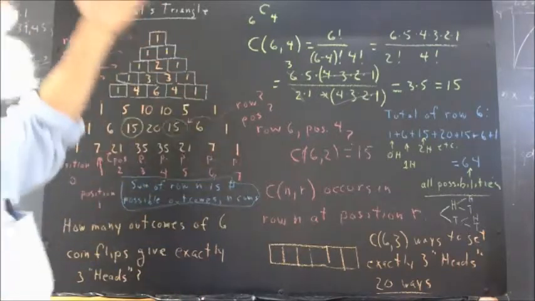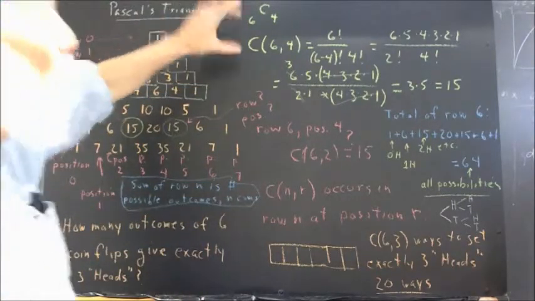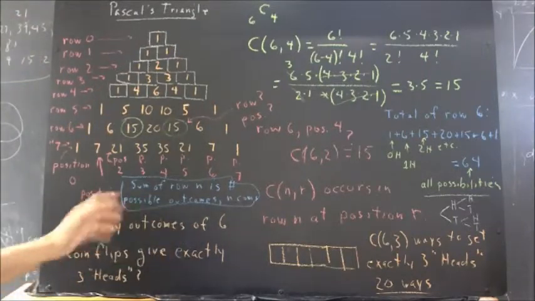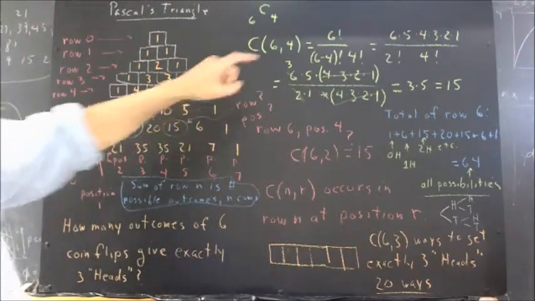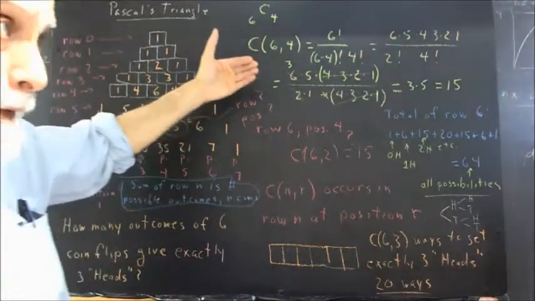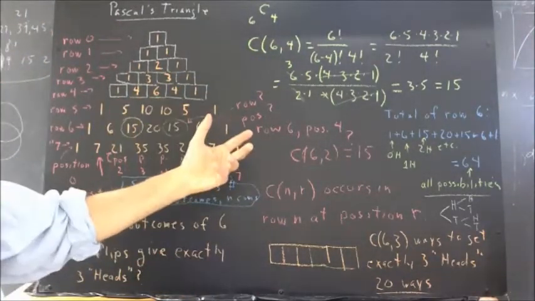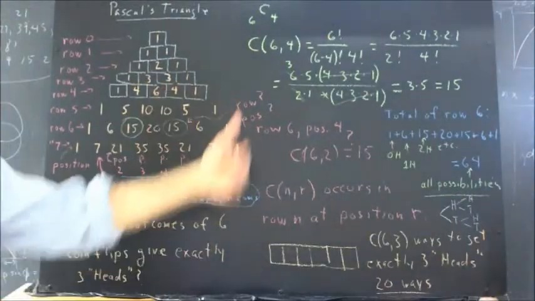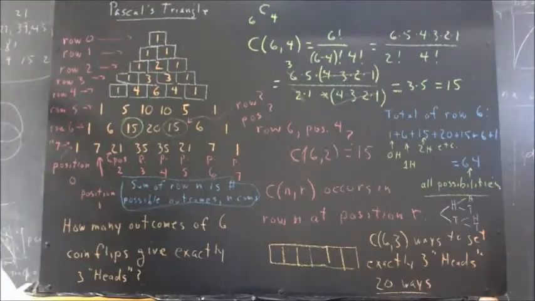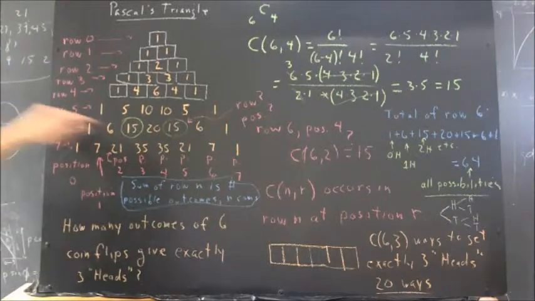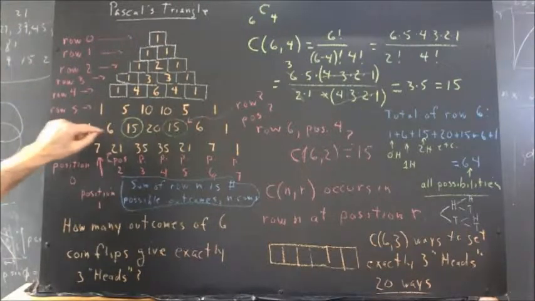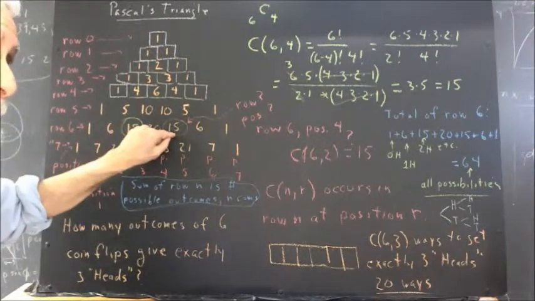That's a very common quantity that we're going to get when we start thinking about counting things. Okay, so when we choose 4 things out of 6 without replacement, without regard for order, C of 6, 4 is the number of ways it can happen, and C of 6, 4 coincidentally appears to occur in row 6, position 4. Row 0, 1, 2, 3, 4, 5, 6, position 0, 1, 2, 3, 4.